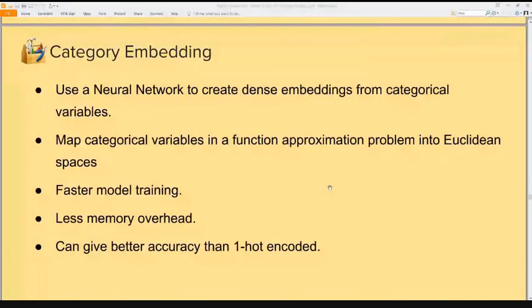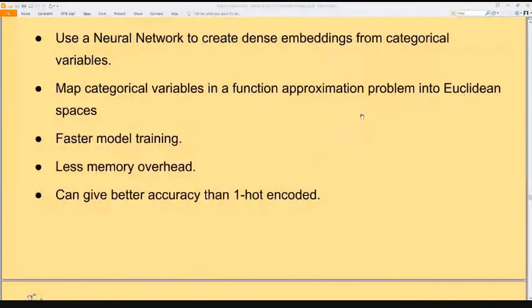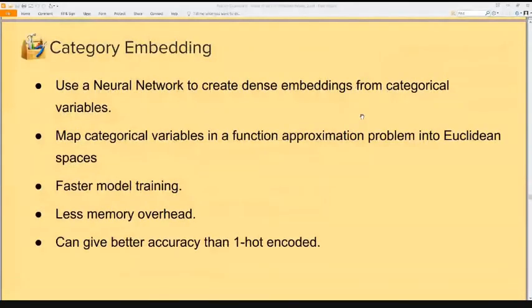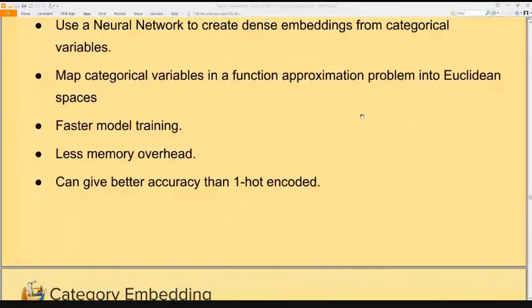We have category embedding. Less memory overhead can give better accuracy. Okay, my embedding. Kana tikazobuilda LSTM models, we will look into this. Kugadzira those embeddings.